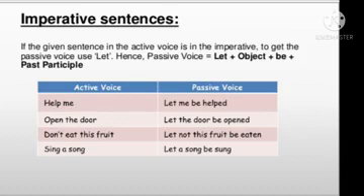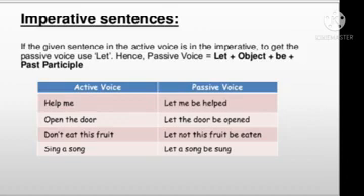Okay. Don't eat this fruit will change into let not this fruit, because this fruit is an object. Then you have to use be. Then eat will change into eaten. V3 form of eat is eaten. Eat, ate, eaten. So we have to use the V3, eaten. Then, sing a song. It is a command or an order. So we can write, let a song be sung. Sung is the V3 of sing. Sing, sang, sung. So you have to use, let a song be sung.